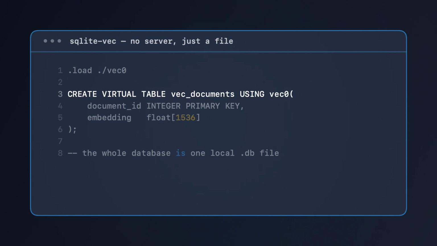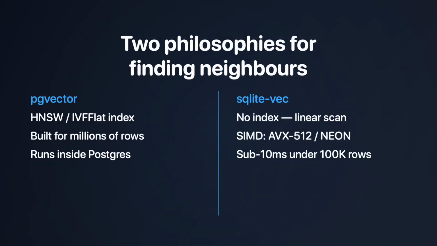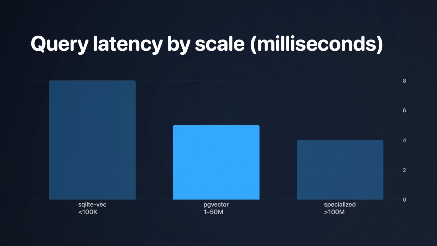It has no HNSW, no IVF flat, no approximate index at all. It just does a brute force linear scan over every vector. That sounds slow, until you see how it scans. It leans entirely on hardware SIMD instructions, AVX 512 on Intel and AMD chips, Neon on ARM, to compute vector distances dozens of lanes at a time, right down at the metal. For datasets under 100,000 vectors, that hardware-accelerated scan is often under 10 milliseconds, with zero index to build, tune, or keep warm. So let's actually look at the numbers across scale.